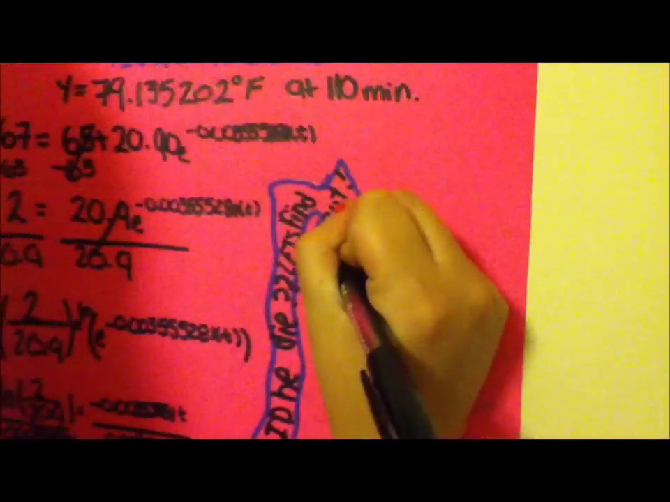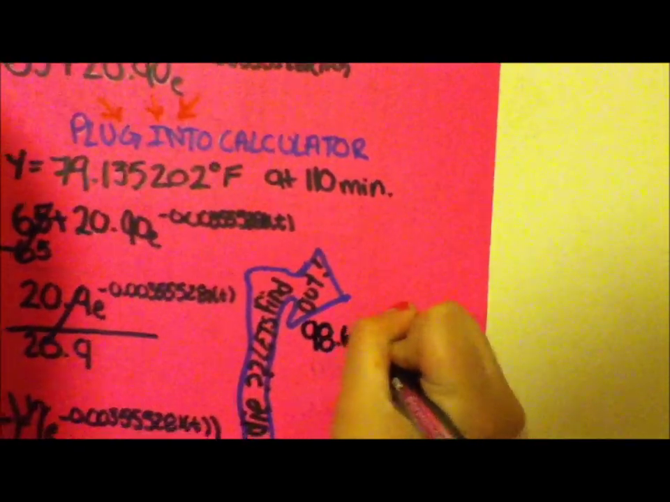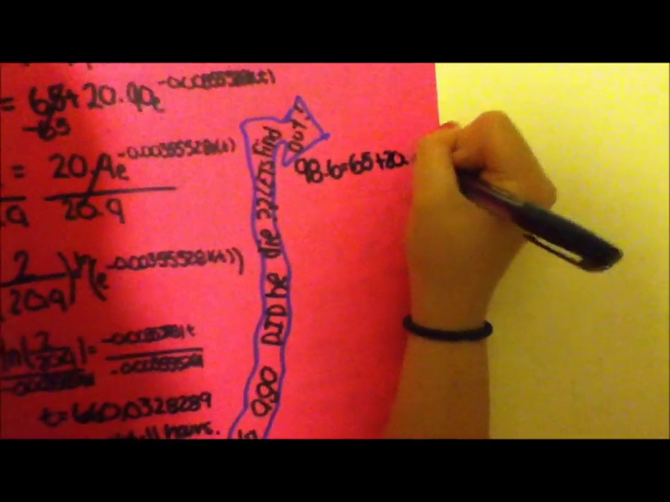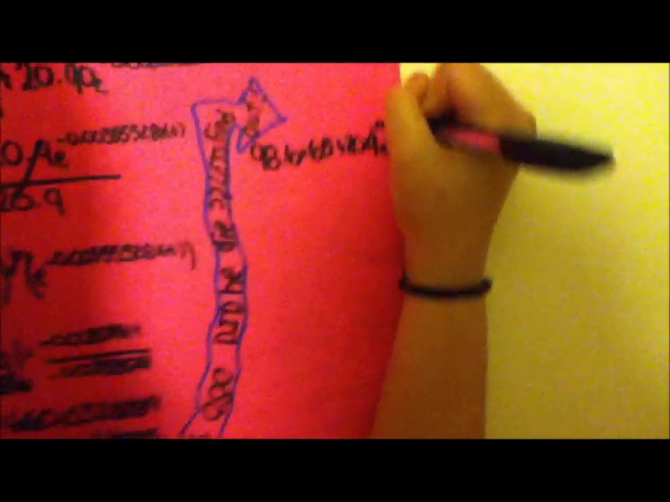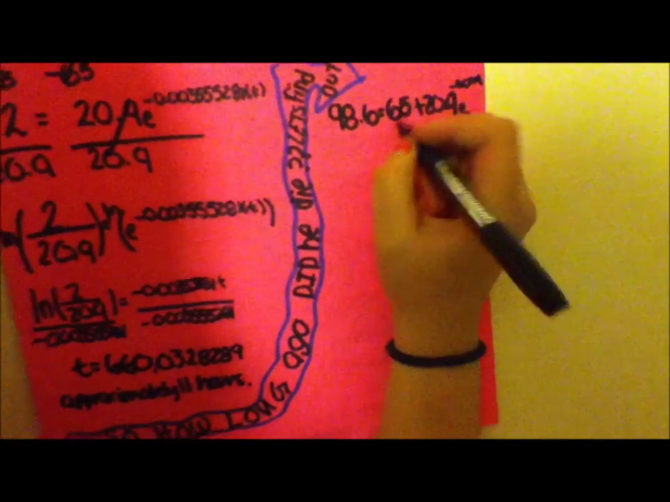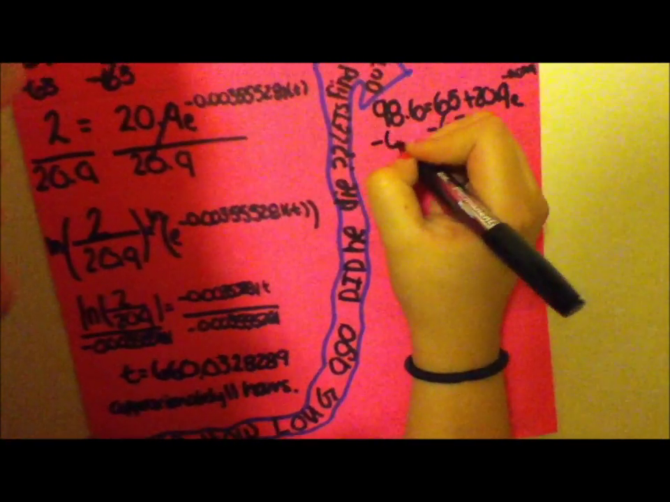So how long ago did this person die? Well, let's find out. Normal body temperature is 98.6. Our room temperature was 65 plus 20.9, or B, e to the negative 0.035, you know the rest, times t. To get this, you subtract 65 from both sides.